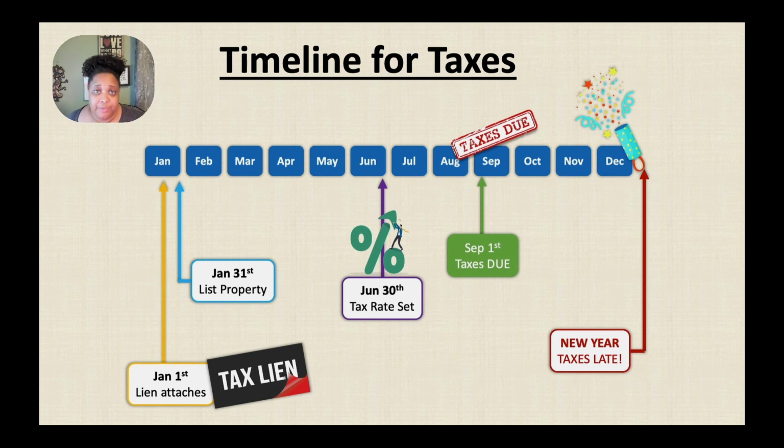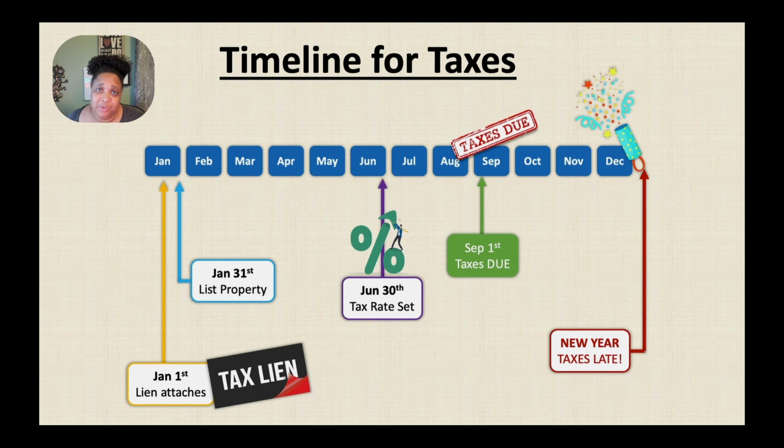There are two really, really important dates you need to know. On January 1st of a calendar year, a tax lien attaches to the property. This is the county or city's way of saying, look, this property will owe us taxes. We may not know how much yet, but you definitely owe us. So if somebody closes on a house, sells a house, or buys a house before the taxes are due, the person who owns the house at the beginning of the year still owes for their portion of the taxes.